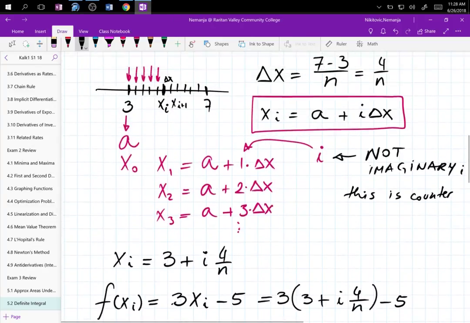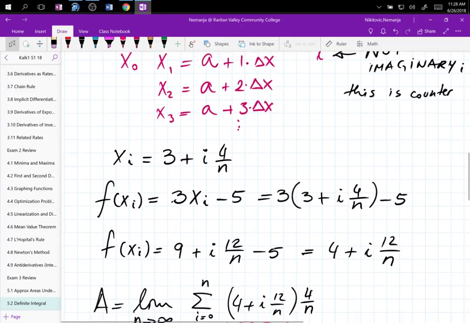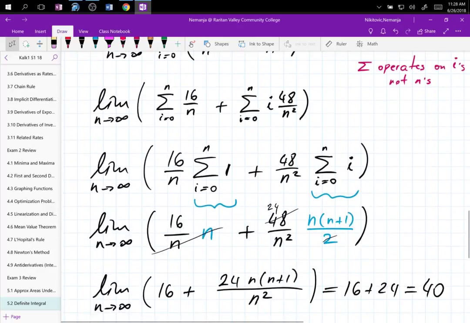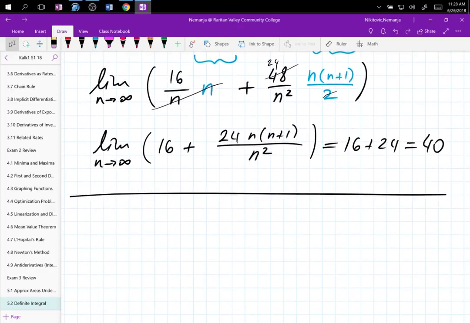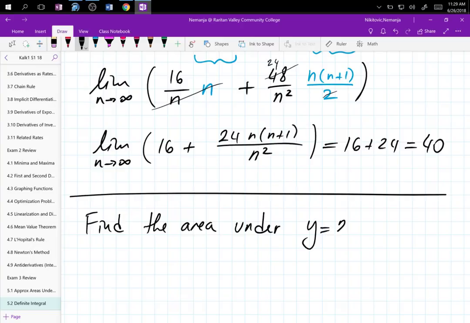Look at that. Don't you feel accomplished? I hope you feel accomplished, because next one is find the area under y equals 2x squared minus 1 on the interval 3 to 9.